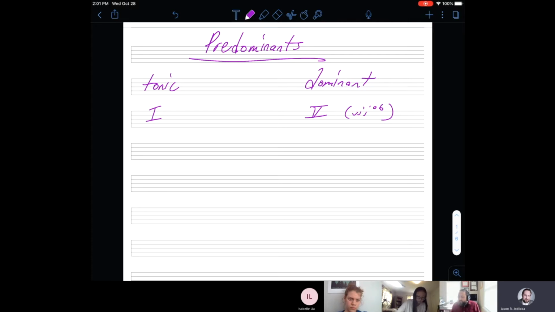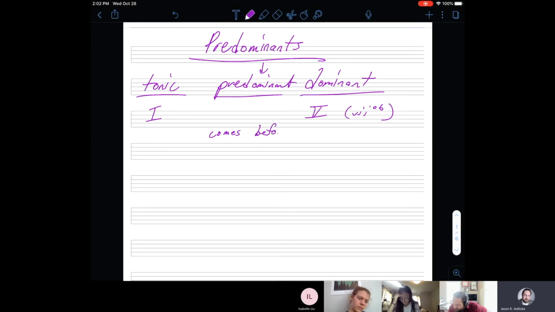And then the other category we have is predominance. So tonic, predominant, and then dominant. A predominant, of course, as Tatum said, as you can figure out from the prefix there, comes before the dominant, most of the time anyway. And we're going to learn about two today, although there is a third one.